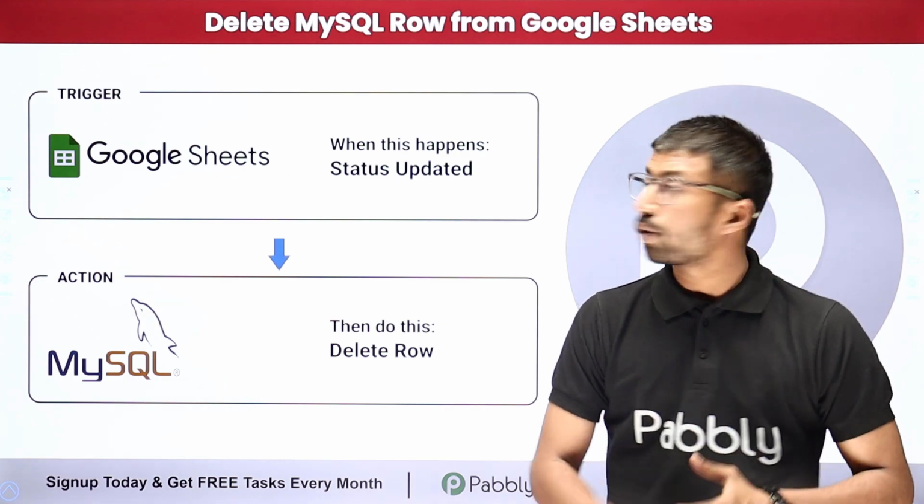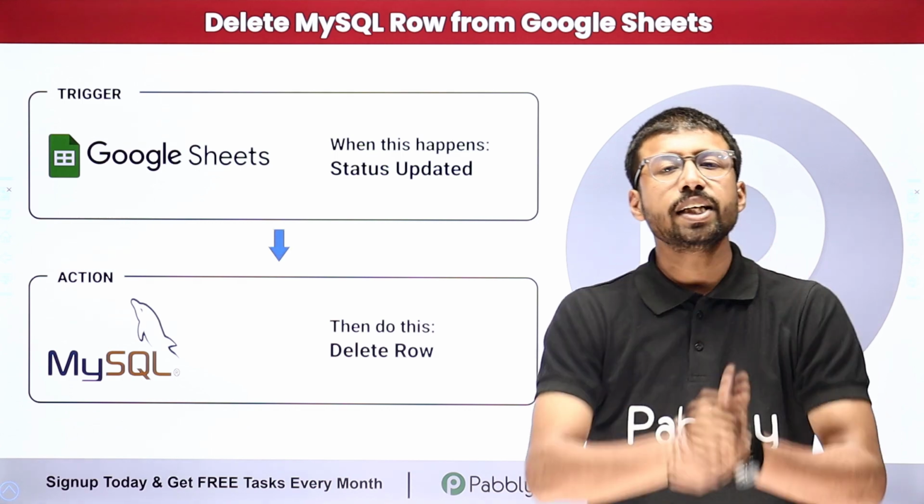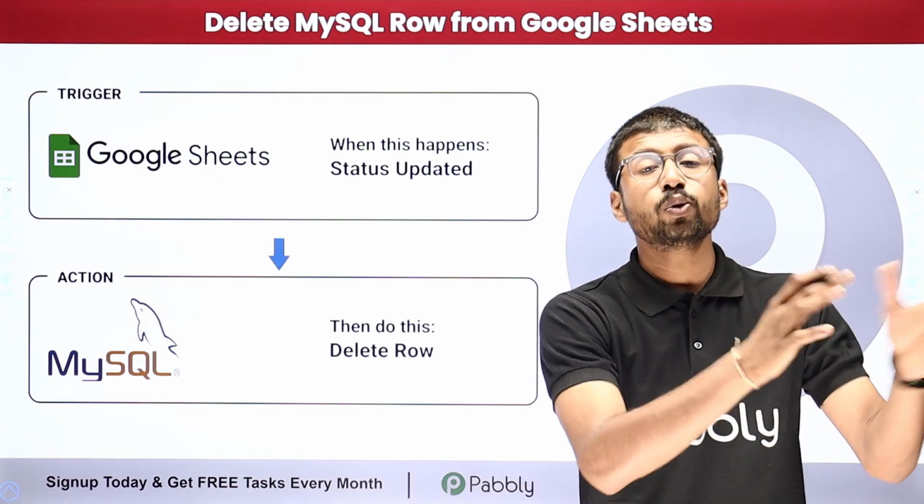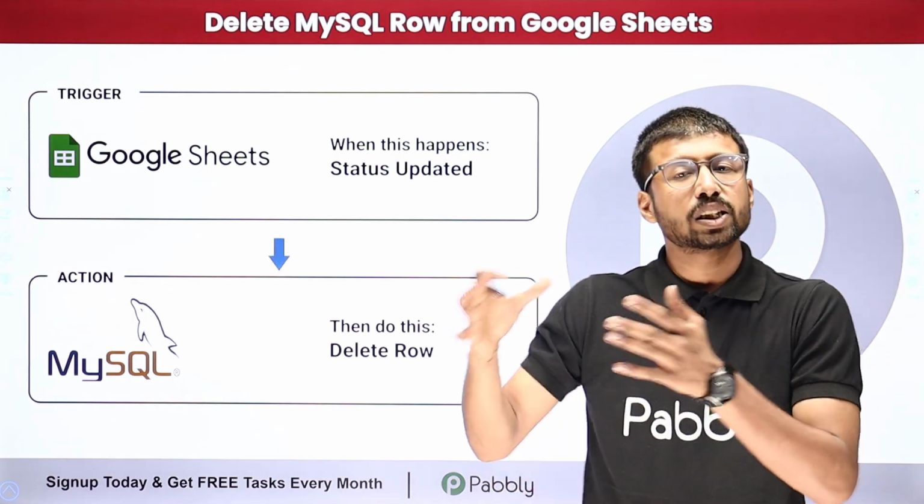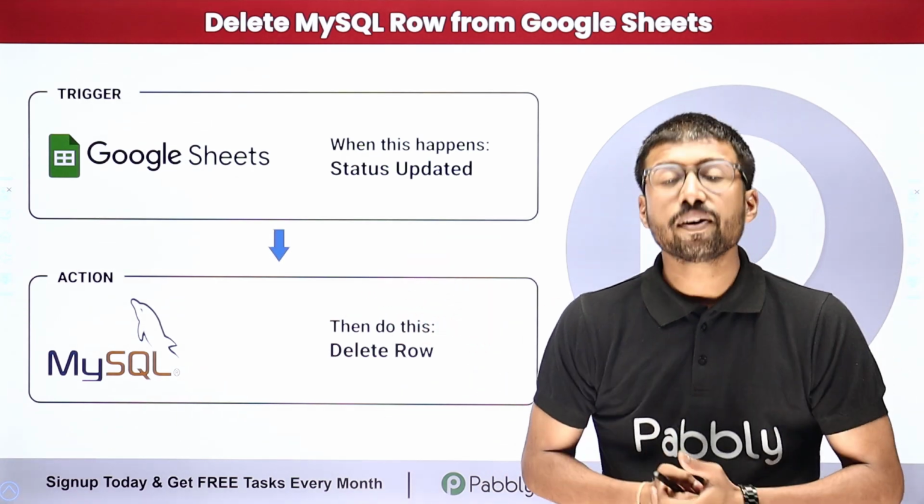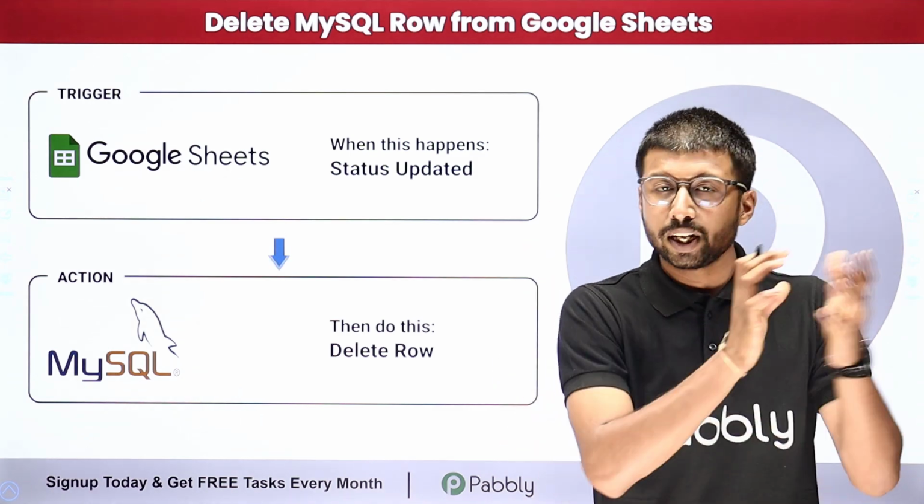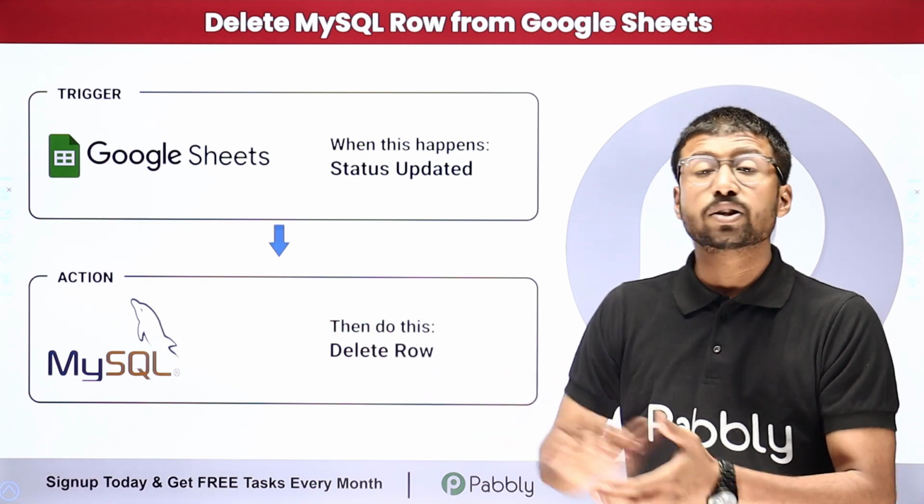So in this video, we are going to learn how to delete a MySQL row from Google Spreadsheet. Let's say you have the details of your lead in your Google Spreadsheet and the same lead details are also synced and added in your MySQL database as well. Now let's say whenever you update the status of any lead as lost in Google Spreadsheet, you want to delete that lead from your MySQL database.